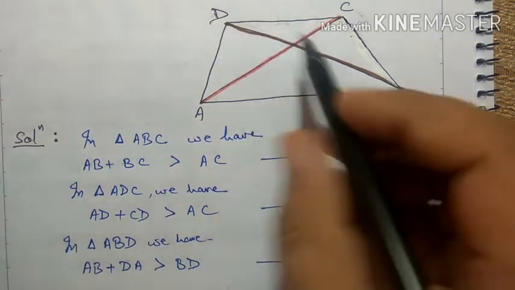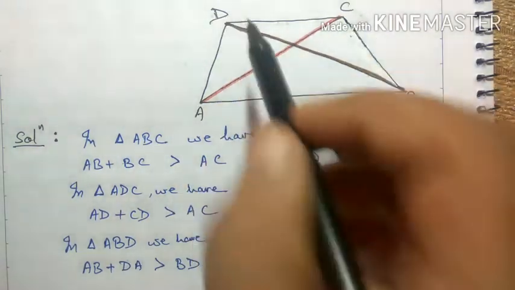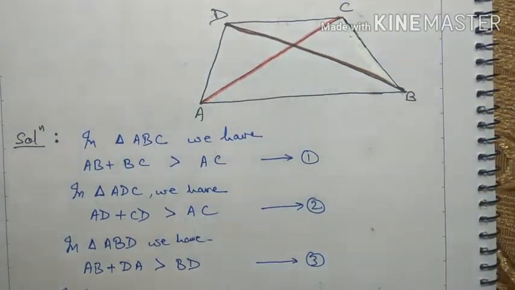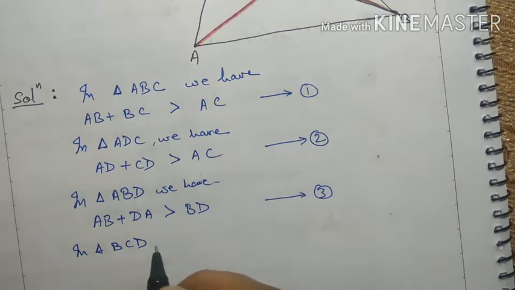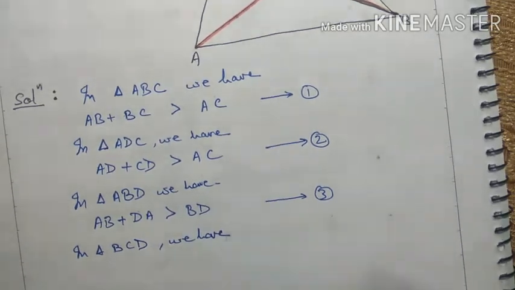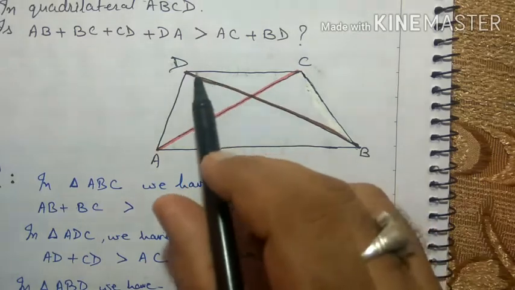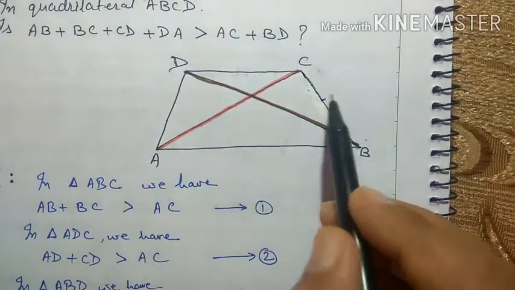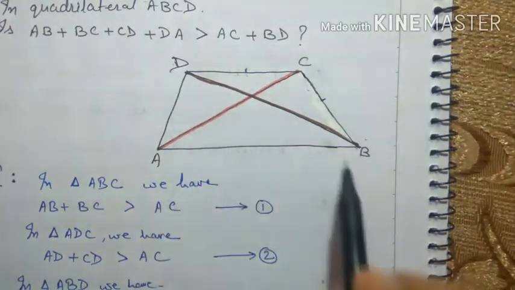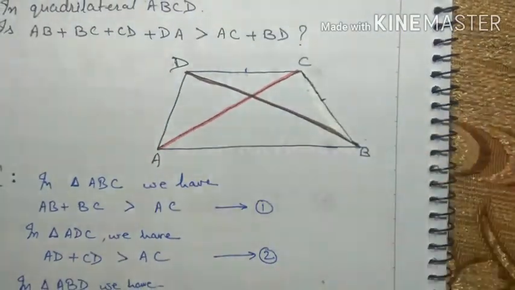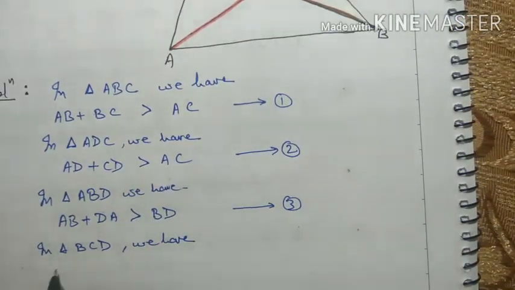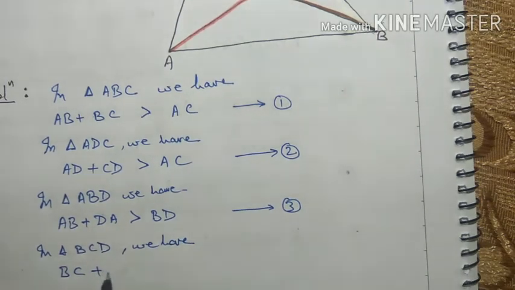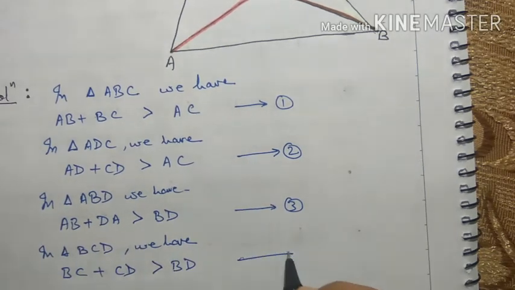And the fourth one, with the same base BD, there is another triangle BCD. So in triangle BCD we have, so now please check in this triangle, the last one, this one. So this side plus this side must be greater than this side BD. Okay, so we'll write BC plus CD is greater than BD. So write down here that BC plus CD is greater than BD. Now this is equation 4.